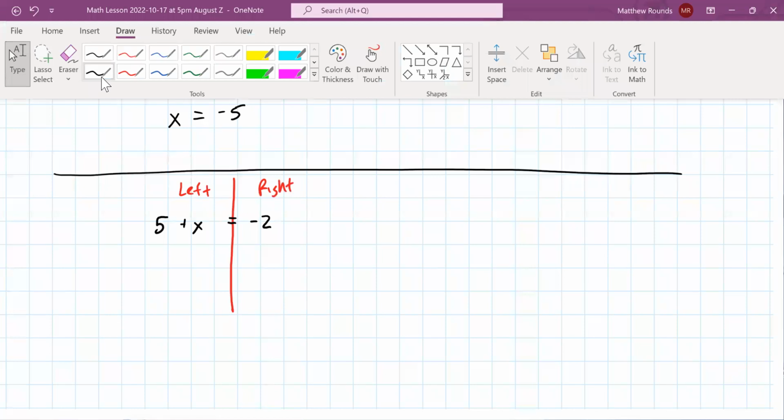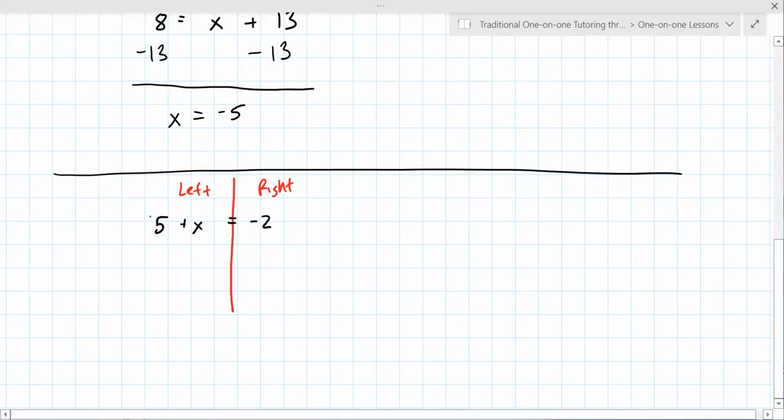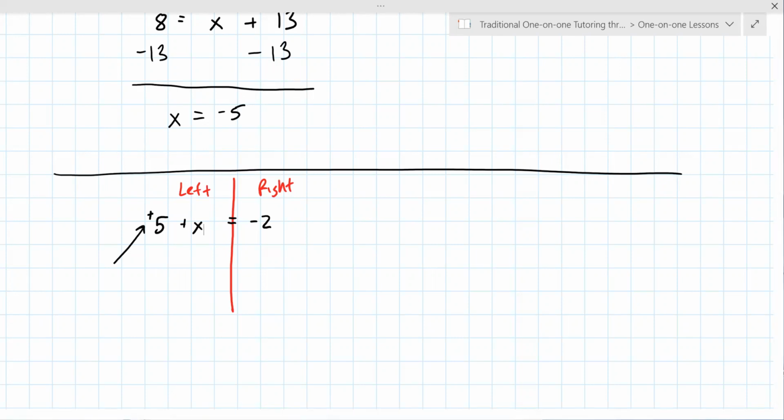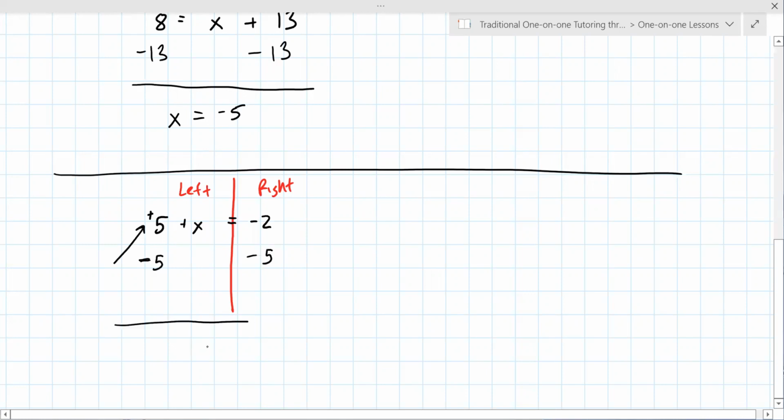Now this 5, it's positive. It's because of that right there that I'm pointing out with the arrow. It's not because of the plus operator. It's positive 5 because we don't write anything in front of the number when it's positive. So to undo +5, you will subtract 5. You're going to subtract 5 from both sides of the equation. Okay, so x equals what?